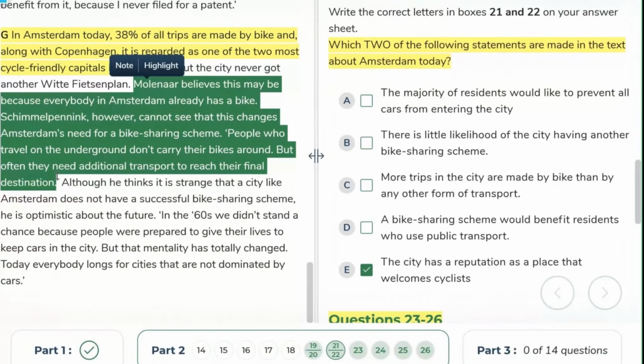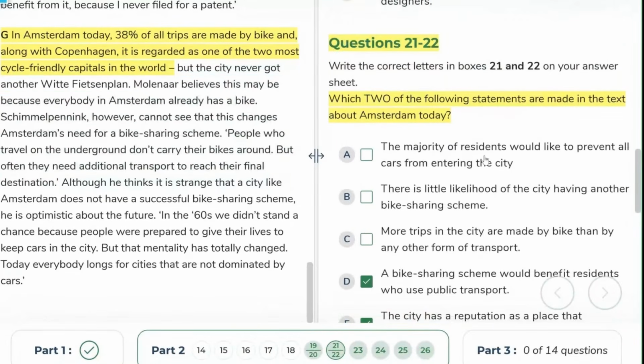People already have bikes, but they see a bike sharing scheme. People who travel on the underground don't carry their bikes. So it means a bike sharing scheme will benefit people who use public transport. Which option? Come on, everybody. Well done. That is option D for duck or donkey, huh? Duck is better. All right, correct answer is option D here, right?